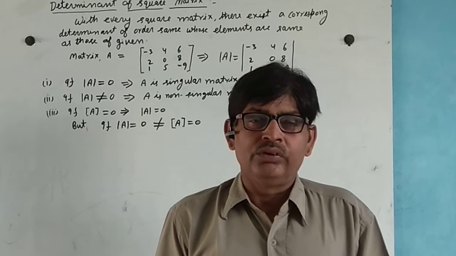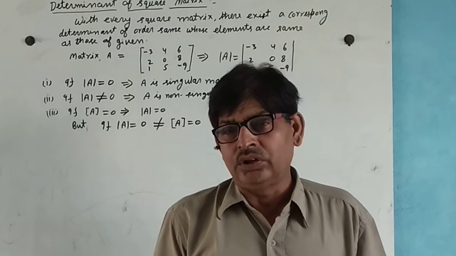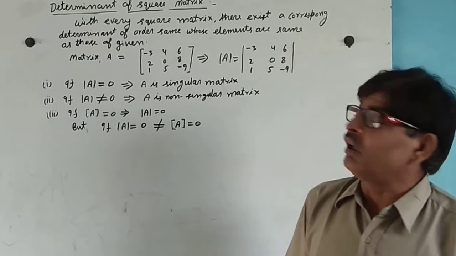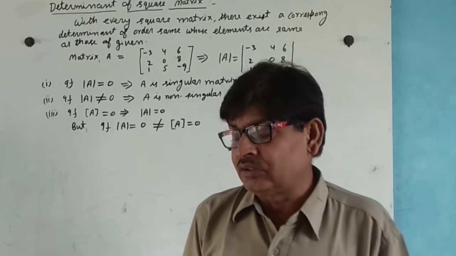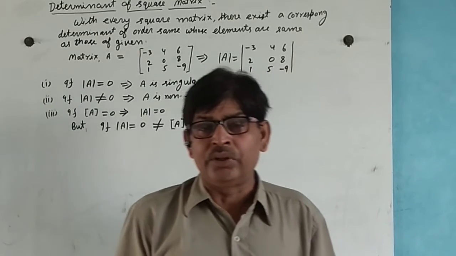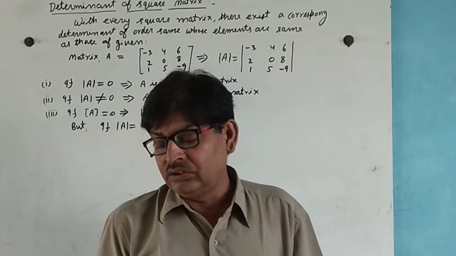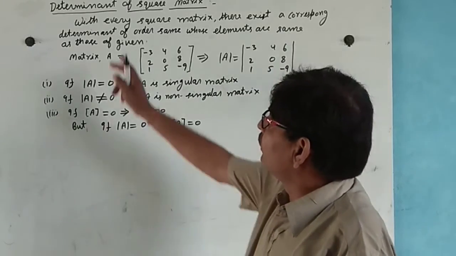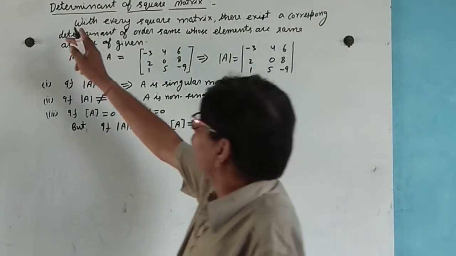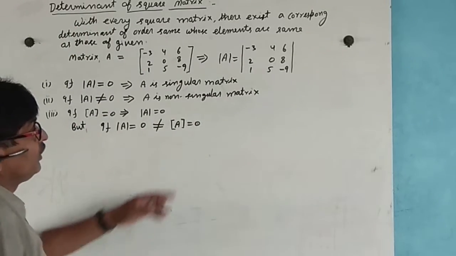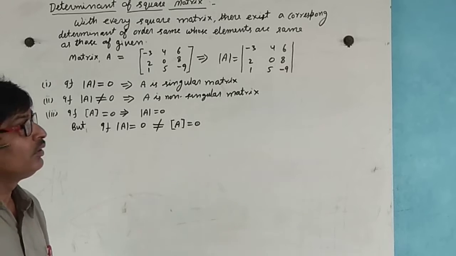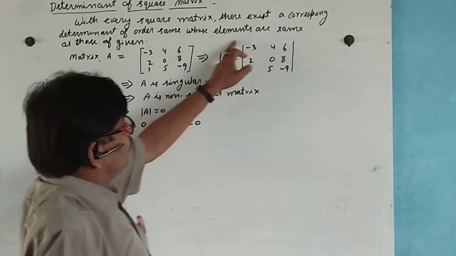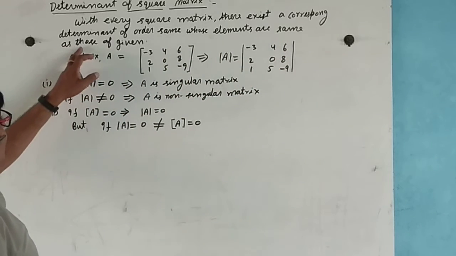Today we are going to study the determinant of a square matrix, after that the trace of a matrix and the algebra of matrices. Now, determinant of a square matrix: with every square matrix there exists a corresponding determinant of the same order, whose elements are the same as those of the given matrix.